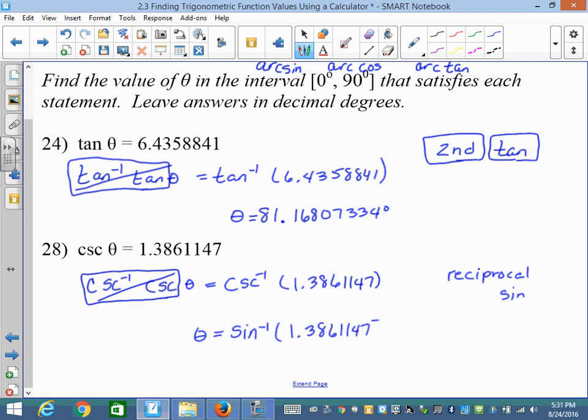So I'm going to take the reciprocal of that and then close your parentheses. When you put that in, you're going to get theta equals 46.17358205. And don't forget your degree symbol.